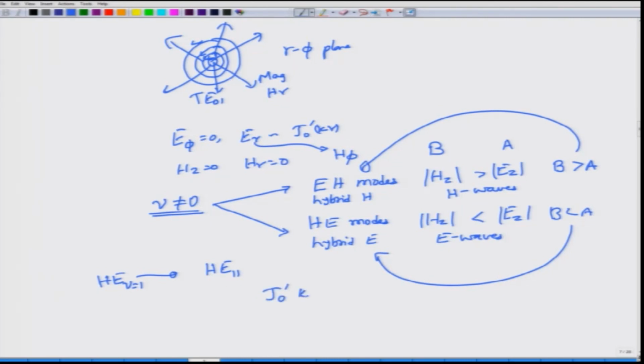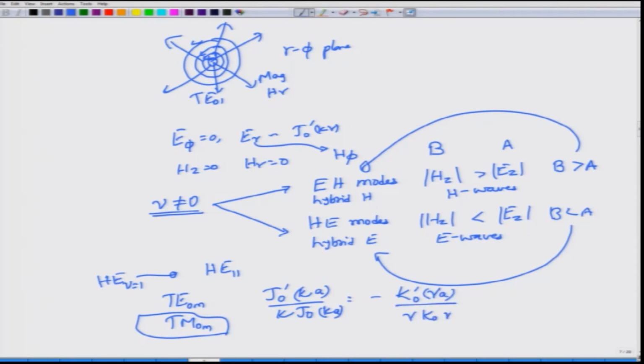So, you had J0 prime kappa A divided by kappa J0 kappa A being equal to, this is for the TM0M modes. For TE0M modes the equation will be slightly different, but you might want to take this TM0M as an exercise. So, for TE0M modes this must be equal to K0 prime gamma A divided by gamma K0 gamma A, and we know that this TE0M mode will experience a cutoff when gamma goes to 0, right.